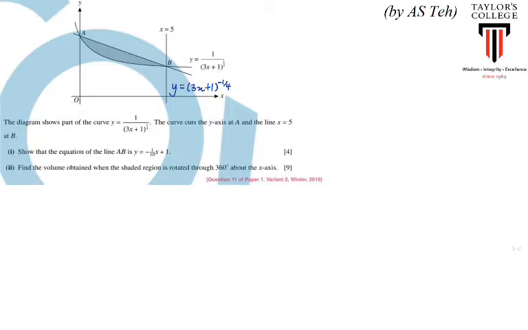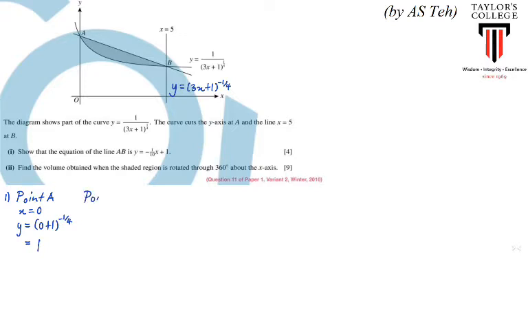I've deliberately written the curve equation in this form because it will ease calculations later. What we need to do is establish points A and B first, because what we are not given is the line function. For point A, we know that x equals 0. That makes y equal to (3 times 0, which is 0, plus 1) to the power of negative 1 over 4. And that still leaves us with 1.